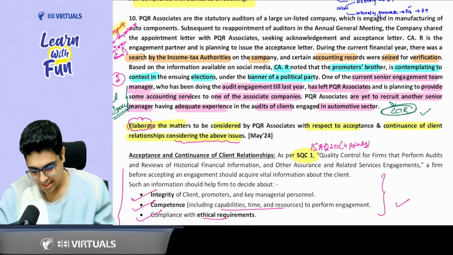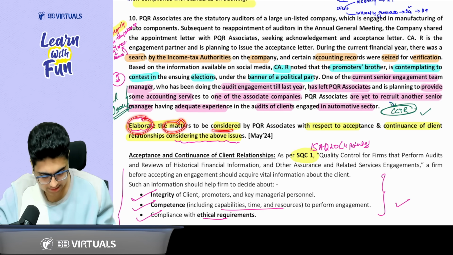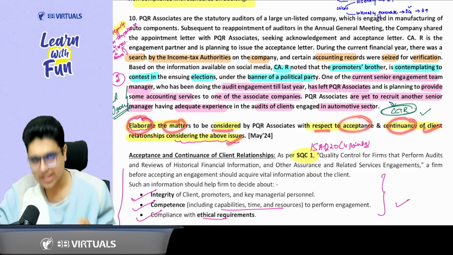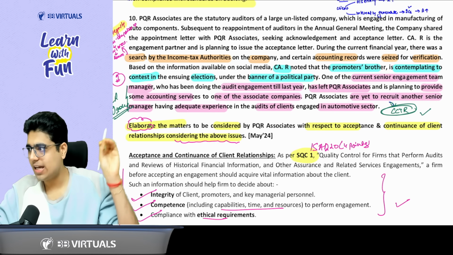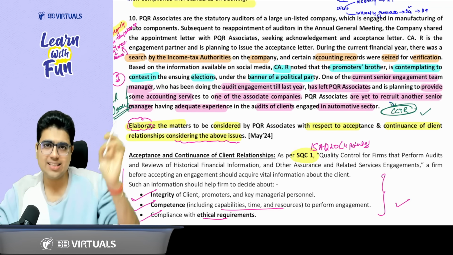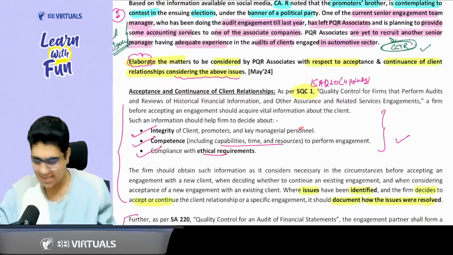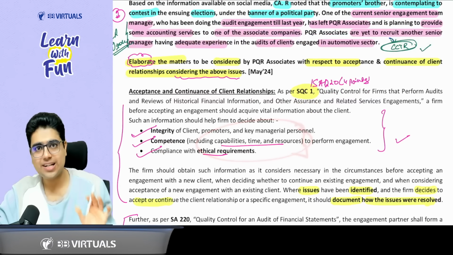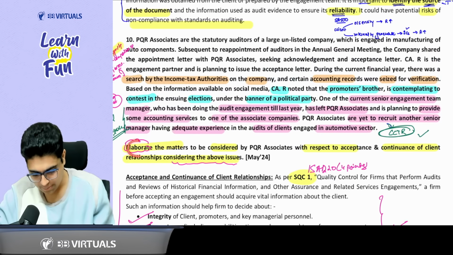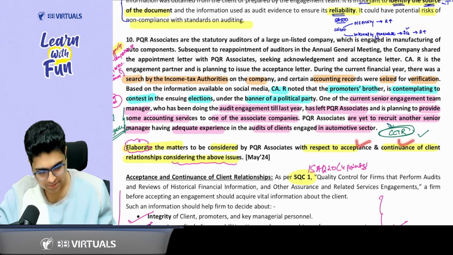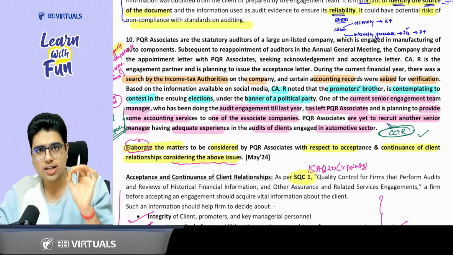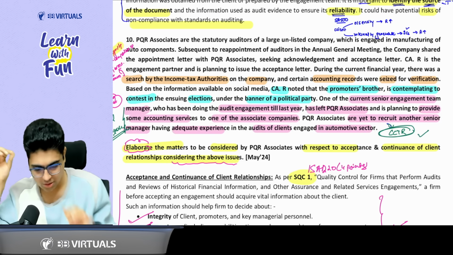Got it, sir. Now, sir, what does this question say? Everyone understand. Elaborate the matters to be considered with respect to acceptance and continuance of client relationships and engagement. So here they are not only asking you the matters, that is significant matters, ethical requirements, CCTR, integrity. Writing this is not enough. These points need to be written, but more needs to be written. So here they have said elaborate the matters to be considered with respect to acceptance and continuance of the client considering the above issues. Now sir, what are the above issues? Let's understand the issues.